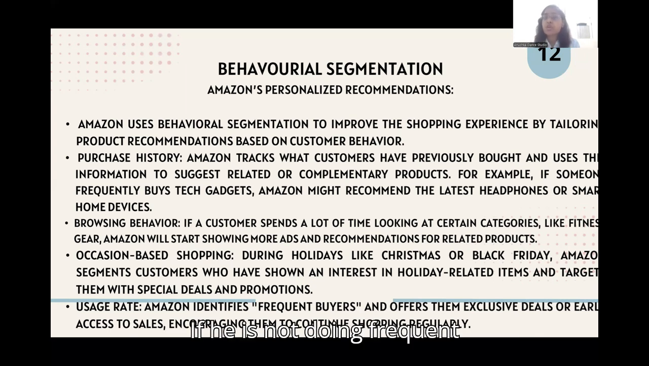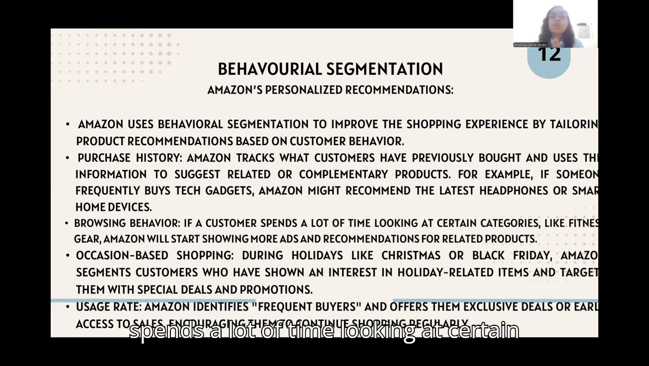If he is not doing frequent purchases, what is the reason for that? So he has to observe the behavior of that customer. For example, if somebody is buying tech gadgets frequently, Amazon will show the latest tech gadgets to that customer. This is how Amazon will work, and the smart home devices and all. It will also focus on the browsing behavior of the customer.